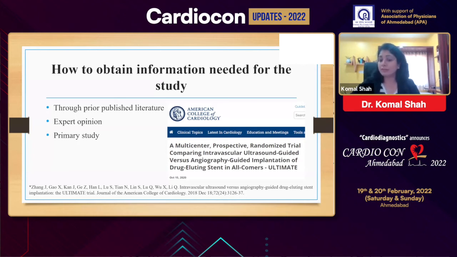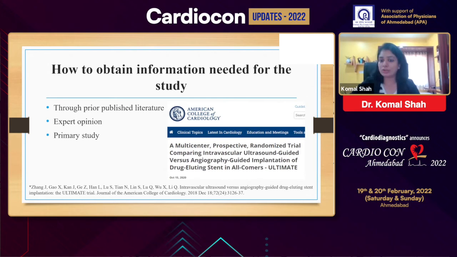The second one, if nothing is published in that area, is to go ahead with expert opinion. People who are already working in that area, you can ask them about the expected outcome, what could be the outcome of interest when you are taking care of this kind of study. If that is also not available, you need to go ahead with a primary study. You yourself need to run a pilot study to understand and measure your outcome of interest, and then you can design one large study.